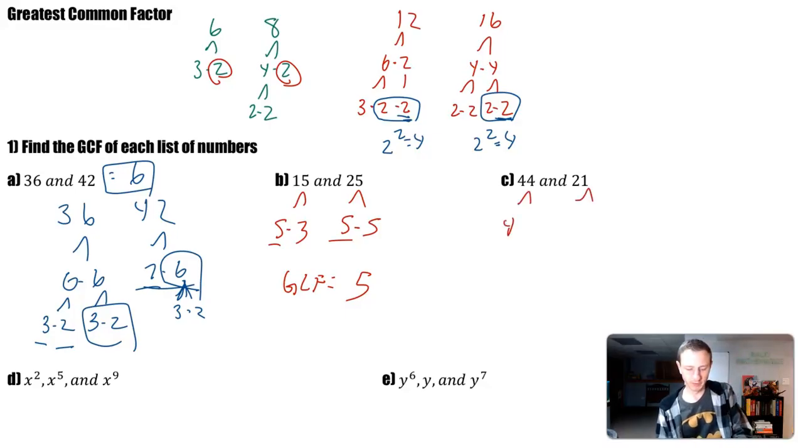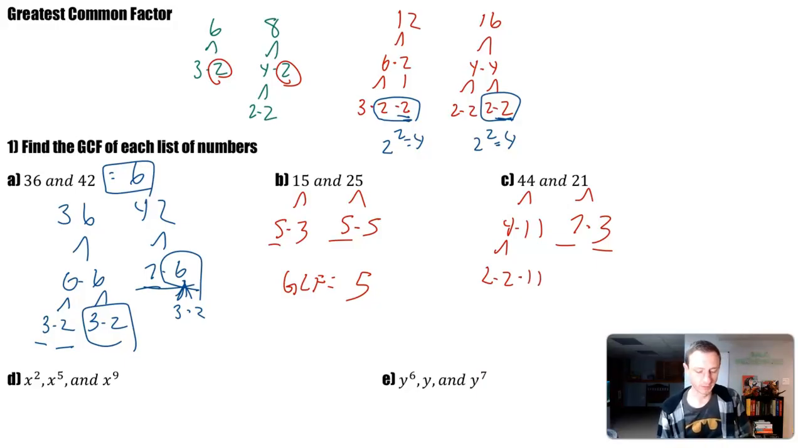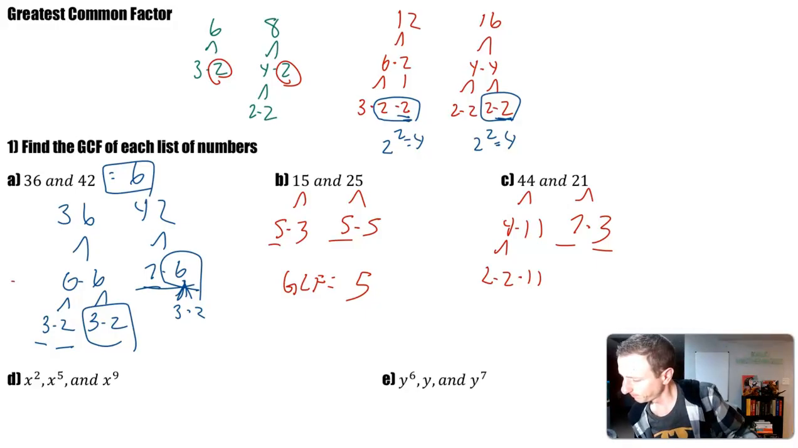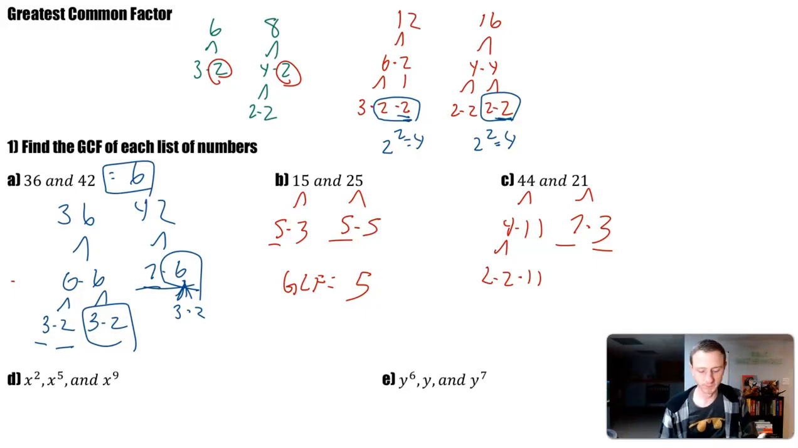44 and 21. 44 is 4 times 11, and 21 is 7 times 3. 4 is not prime, but it doesn't really help us to break it down into 2 times 2 because 7 and 3 are both prime, and 11 is prime. I don't have any common factors, so we don't have any GCF there. What you would say is technically 1. The GCF would be 1.